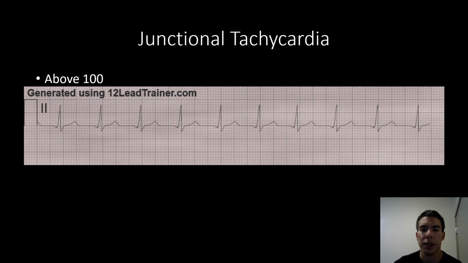Alright, junctional tachycardia. Again, exactly the same as every other junctional rhythm. The only difference is the rate is above 100. That is the only difference. So, the RR interval, regular, rate, from there, 300, 150, 100. So this is about 110.